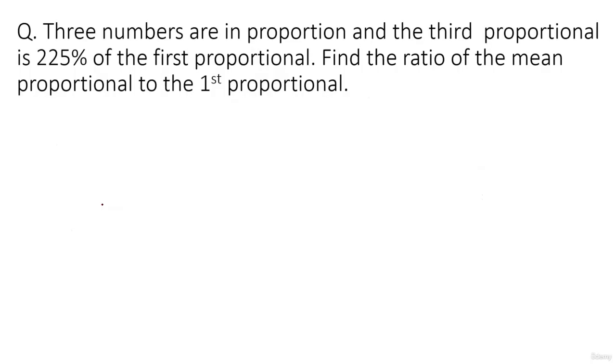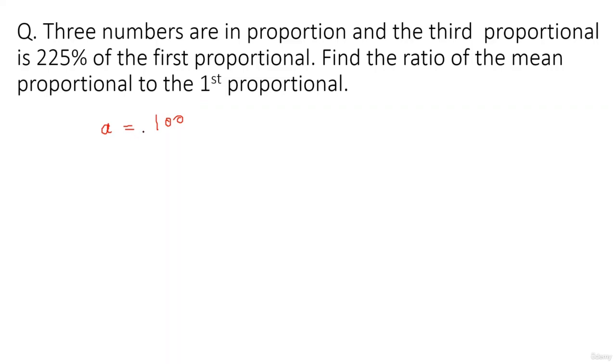Three numbers are in proportion and the third proportional is 225% of the first proportional. Find the ratio of the mean proportional to the first proportional. So let's discuss this question now. Let's say that the first proportional is a, which is equal to 100. We will see this extensively in the percentage topic, guys: whenever we have percentages involved in the question, you can assume the base as 100 and solve the question much quicker.